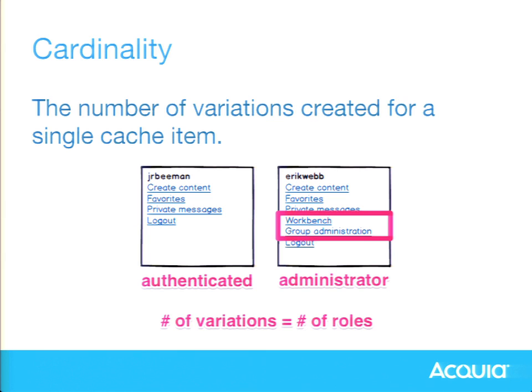Yeah, and so the example here is a block with tools for users, like a quick links menu or something like that. The one on the left is for authenticated users. The one on the right is for administrators, and they have different sets of links based on their role. So in this case, the cardinality would be the number of variations equals the number of roles on your site. So putting cardinality and granularity together is basically the equation for figuring out what that total cost is to rebuild any individual cache item.